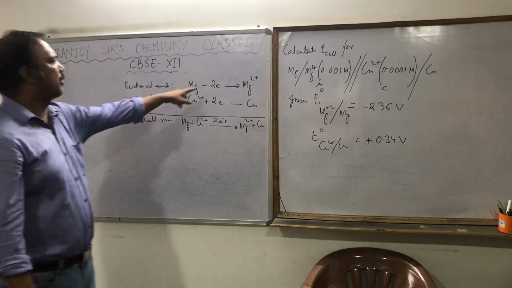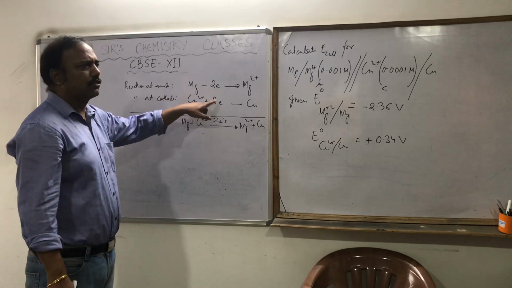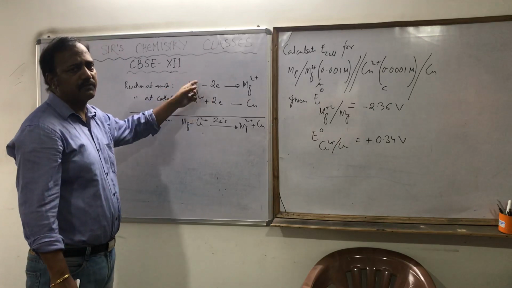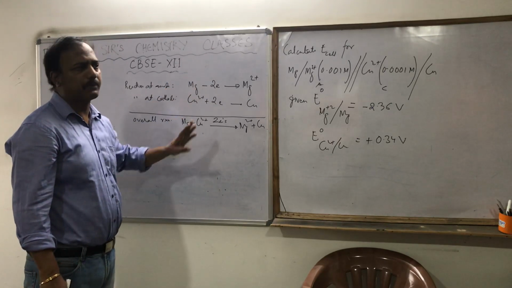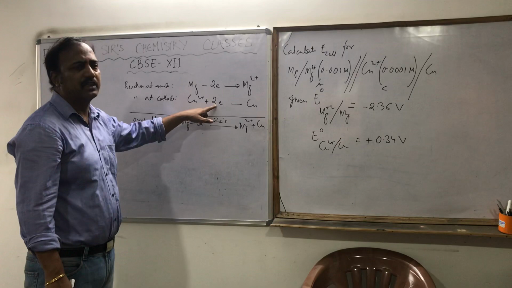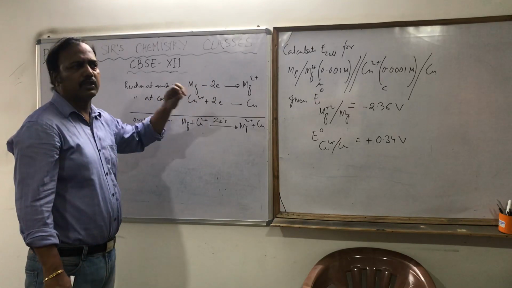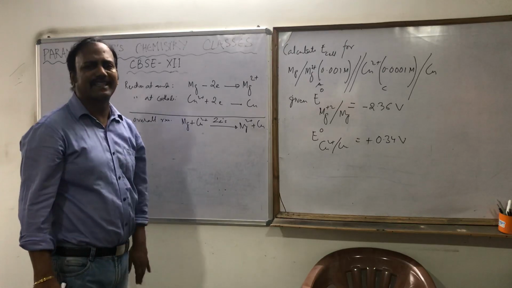Suppose there is one electron here and two electrons here, then you have to balance it to 2. Then the number of electrons involved is 2. Suppose in one there are 2 and in the other there are 3, then you have to multiply this by 3 and the other one by 2, so the total number of electrons in that particular case is 6.